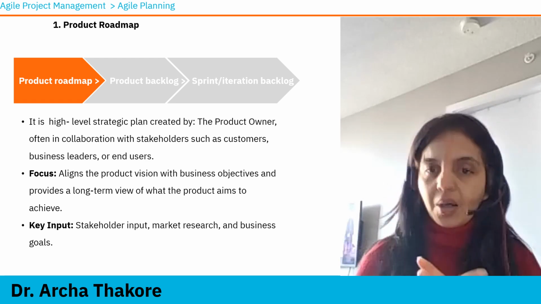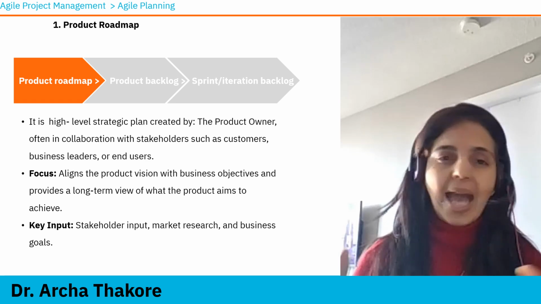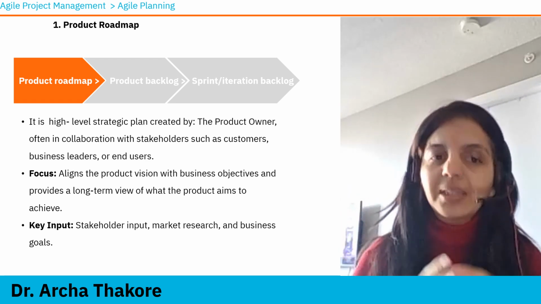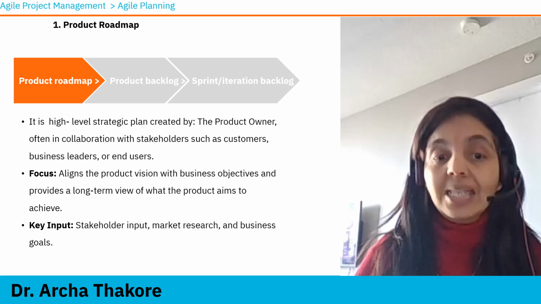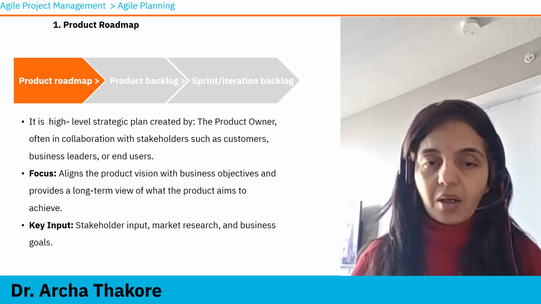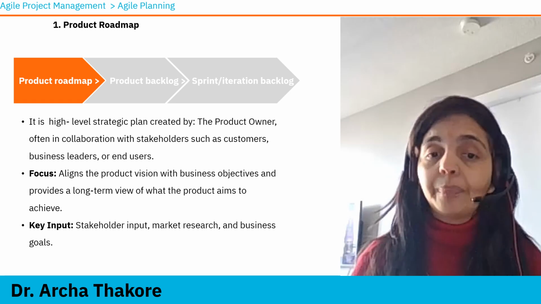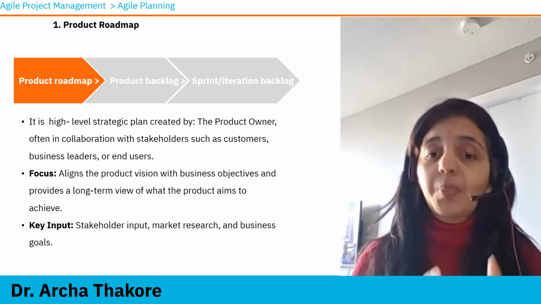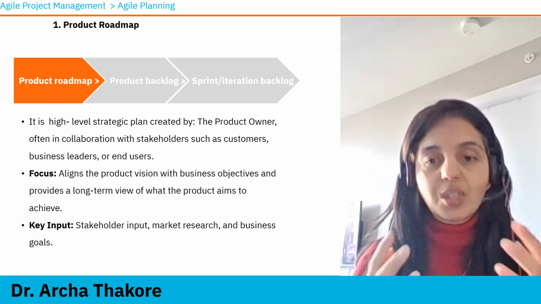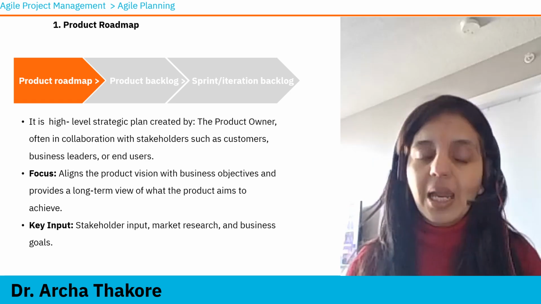First of all, product roadmap. Like in traditional project management, you have a goal statement and some high level objectives of your project. That is what roadmap is in Agile. So it's a high level strategic plan created by product owner. It's very important to understand that the product roadmap is created by the product owner, not alone but in collaboration with stakeholders such as customers, very importantly, and then business leaders or sometimes end users.